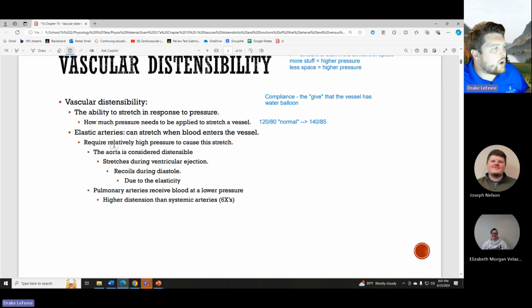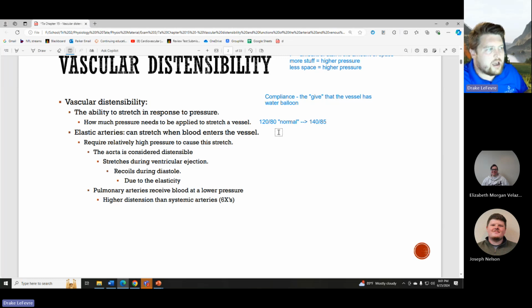So the arteries require relatively high pressure to cause this stretch. Again, just like we say, 120 millimeters of mercury is a decent amount of pressure. The aorta is considered distensible. This just means that the aorta has some of that give to it.